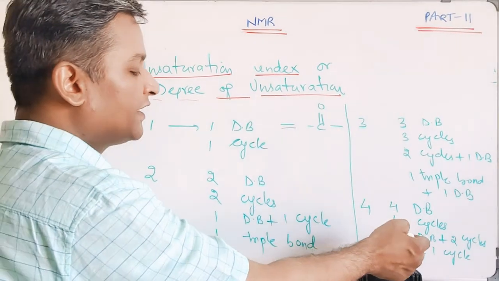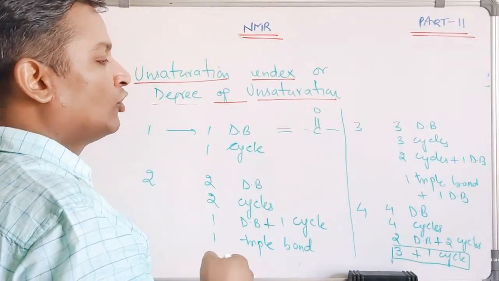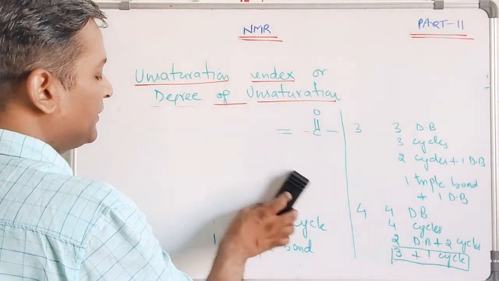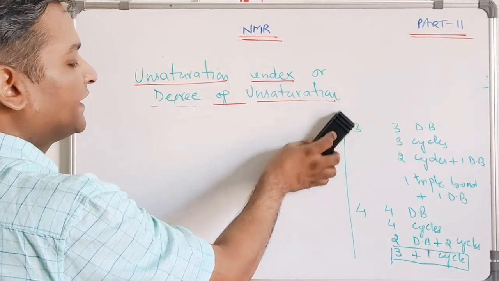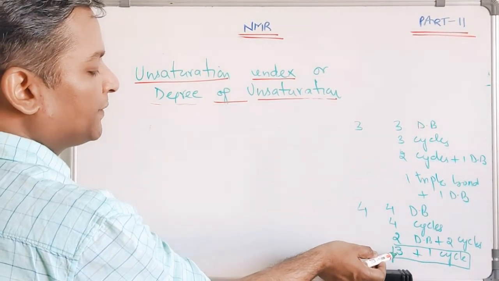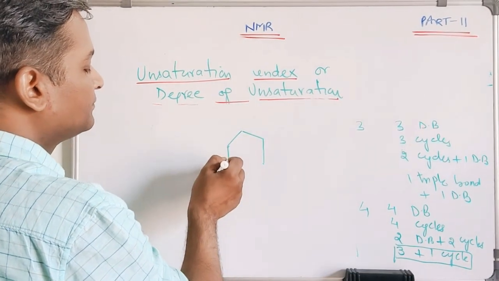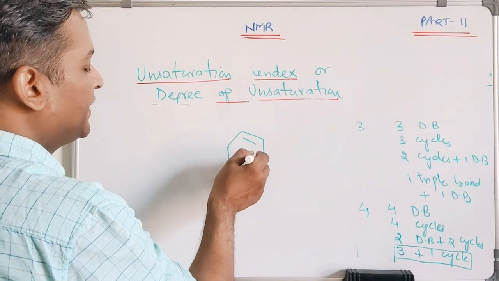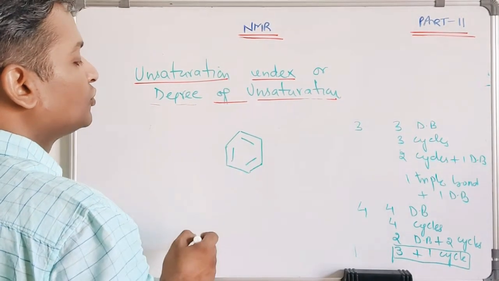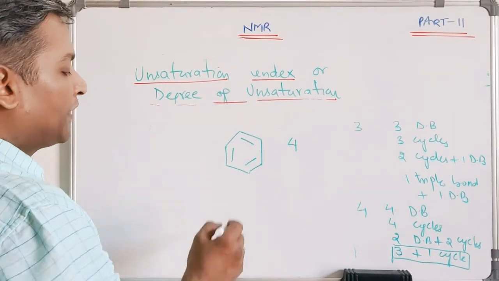You should focus on this: 3 double bonds and 1 cycle. I'm trying to explain one important point here: if the unsaturation index is equal to 4, it means 3 double bonds and 1 cycle. It means you just see the structure of benzene. Benzene is 3 double bonds, 1, 2, 3, and 1 cycle. So benzene has an unsaturation index equal to 4. You can find out yourselves.